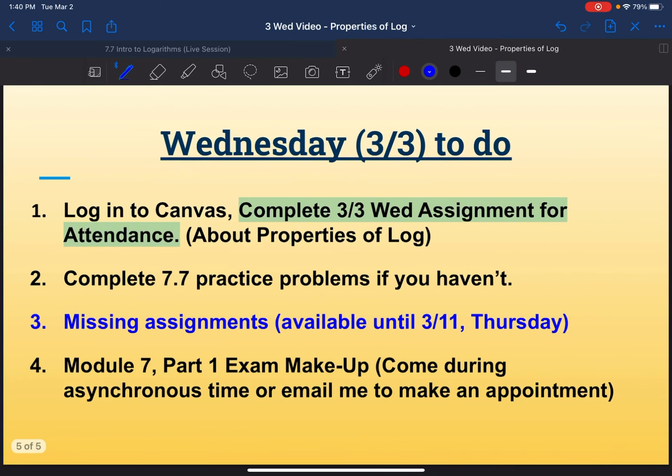Okay. So right now you are going to log into Canvas and complete the March 3rd Wednesday assignment for attendance. It's all about properties of a log. It's matching. Number 2, complete 7.7, which is the Monday and Tuesday lesson, if you haven't done it. Number 3, if you have any missing assignments, please turn them in because quarter 3 ends next Friday. And of course, for the Module 7 exam, if you have to make up or retake, please come during asynchronous time or email me to make an appointment.